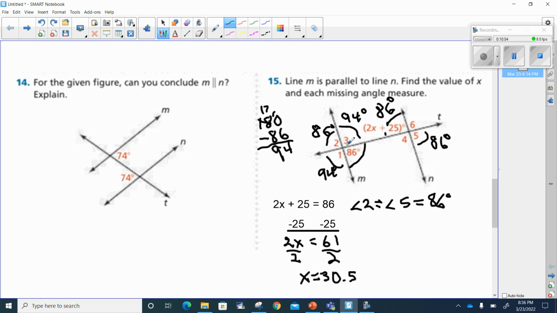And since this is 94 degrees and this is congruent to it, this would make it 94 degrees. And the vertical angle for that one is number 4, which makes this 94 degrees. So that means angle 1, angle 3, angle 4, and angle 6 are equal to 94 degrees.